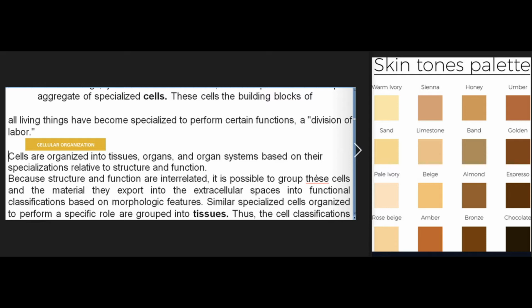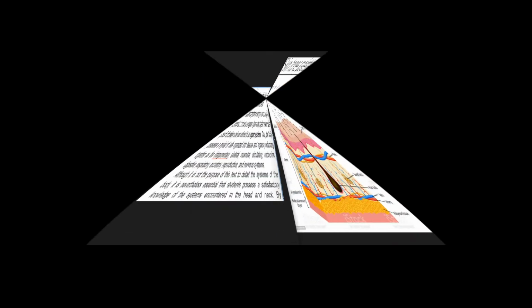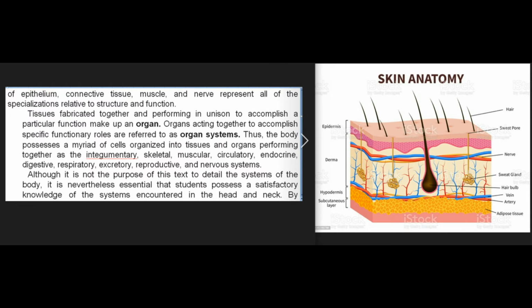Because structure and function are interrelated, it is possible to group these cells and the material they export into the extracellular spaces into functional classifications based on morphologic features. Similar specialized cells organized to perform a specific role are grouped into tissues. Thus, the cell classifications of epithelium, connective tissue, muscle, and nerve represent all of the specializations relative to structure and function. Tissues fabricated together and performing in unison to accomplish a particular function make up an organ.